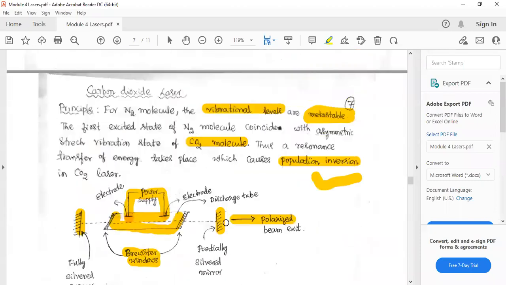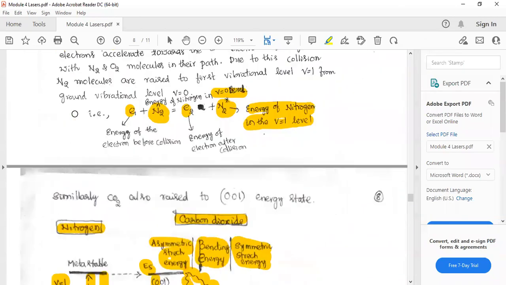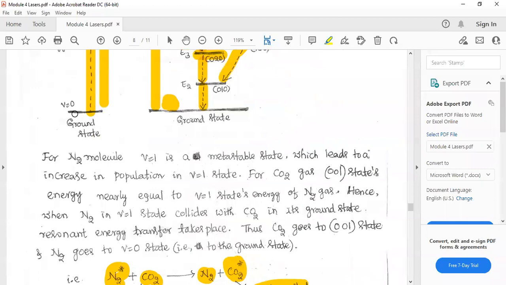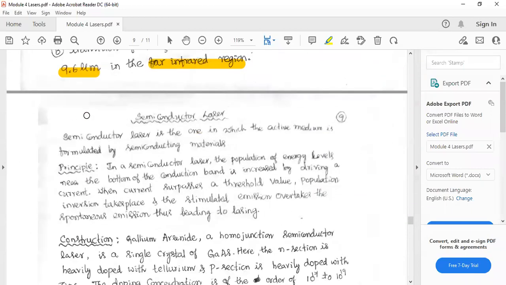This question will be asked for 7 to 8 marks in the examination. Please read the principle, construction and working carefully and repeat it. This will be there in the second interval. Please don't neglect it. Now I will start the final part of laser, that is the construction and working of the semiconductor laser.